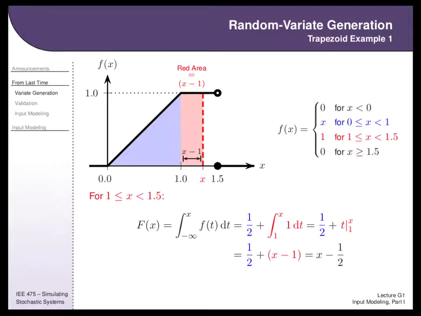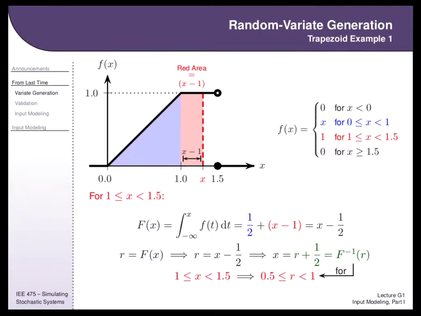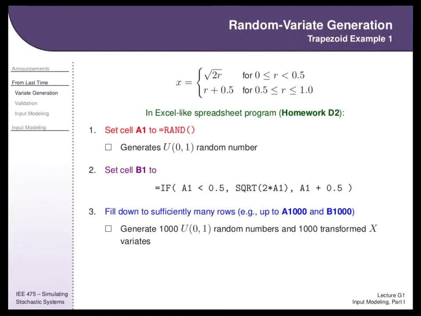So I end up landing with a CDF for this region that is just x minus 1/2. And I can then invert that little region by setting x minus 1/2 equal to r. And that gives me x equal to r plus 1/2. So for the upper region, for when r is greater than 0.5, we use this formula to get our outcomes, not the other formula. I take those two things together, and I get this inverse transform. It has this top part for r less than 0.5, and this bottom part for r greater than 0.5.